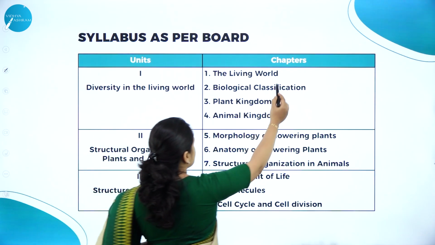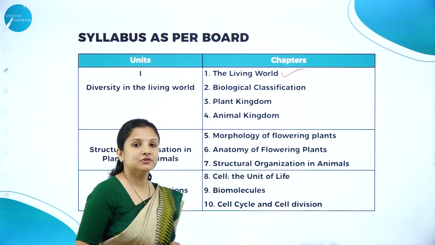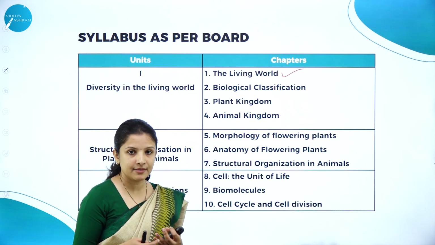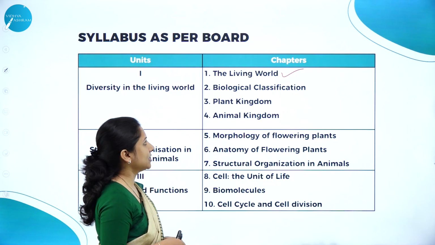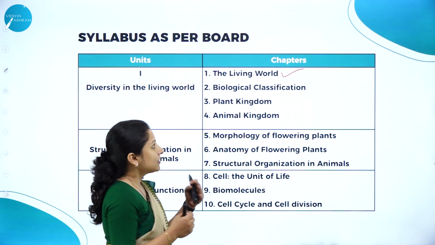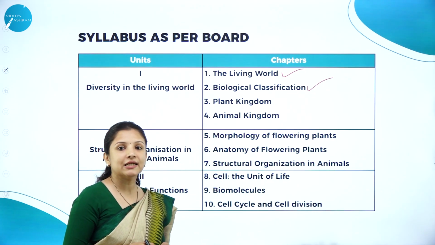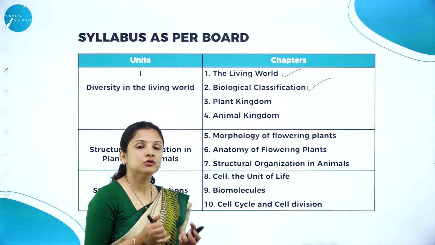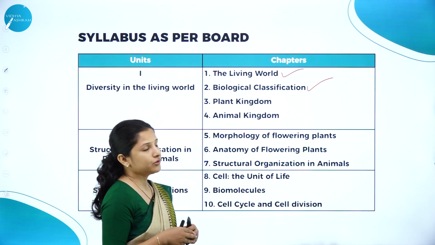So, first is the living world, wherein you'll study what are the organisms in the living world in general. You'll study about how to name an organism by binomial nomenclature, what are the rules, all that you'll study under the living world. Once you know the rules and how the scientific name is written, then you'll study about biological classification, which is the second chapter. So, under biological classification, you'll study how the organisms are grouped into various classes. So, all that you'll study here.